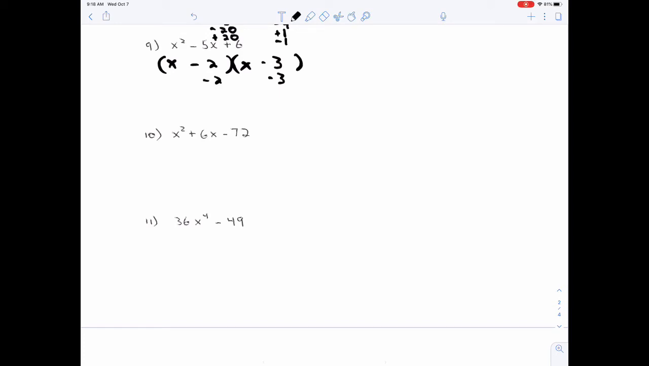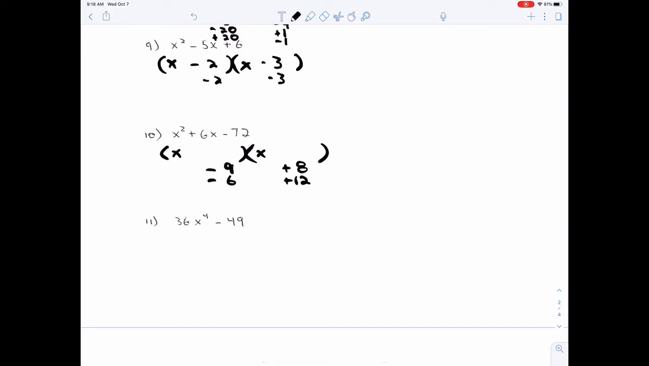Greatest common factor, no. Difference of two squares or a trinomial, yes. So what times what gives us x squared? x times x. What'll give us negative 72? I don't know, let's try negative 9 and positive 8. No, that only gives you negative 9 in the middle. So what else could it be? Let's try 6 and 12. Negative 6 and plus 12. Yeah, okay, that gives me plus 6 in the middle.